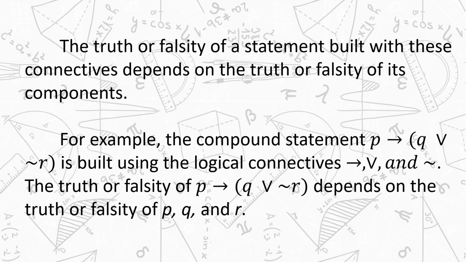The truth or falsity of a statement built with these connectives depends on the truth or falsity of its components. For example, the compound statement, if P, then Q or not R, is built using the logical connectives implication, disjunction, and negation. The truth or falsity of if P, then Q or not R depends on the truth or falsity of the propositions P, Q, and R.